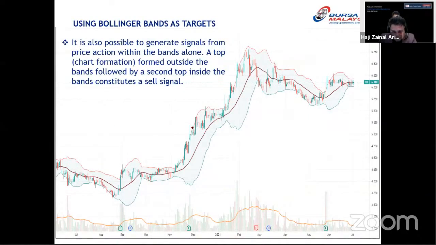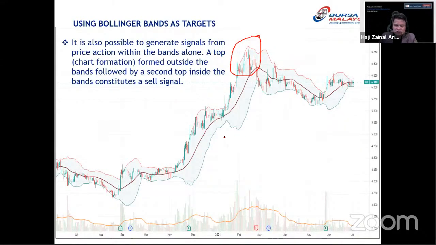How is it? Okay, for example, let's say in here. You look at here. It shows that the first top is outside of the band. You see, it exits the band, which means it is overextended. But the second top here is inside the band, or you can see also here, the second top is inside the band. So it is a sell signal. Using the Bollinger Band, it is saying that the market has already reached the top and it starts to come down.